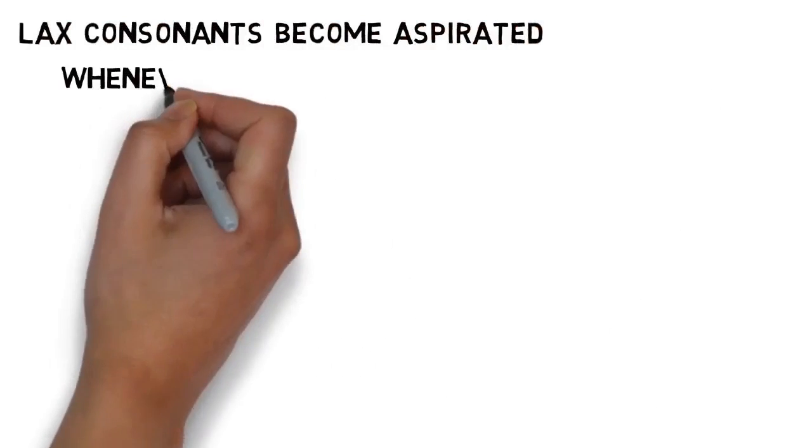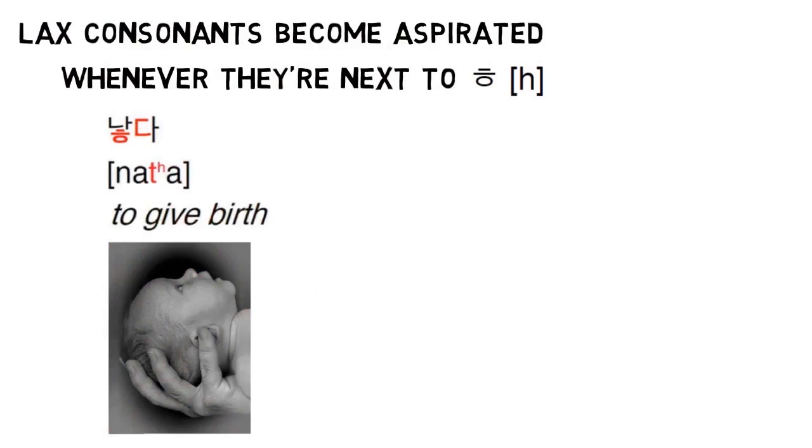Then there are the situations where lax consonants can turn into aspirated ones. And this one's actually pretty simple. If you ever see an H consonant next to another consonant, either in front of it or behind it, anywhere, then that H will generally vanish, and the other consonant will become aspirated. So here's natta, which is spelled natta, but pronounced natta, with an aspirated ta at the end.